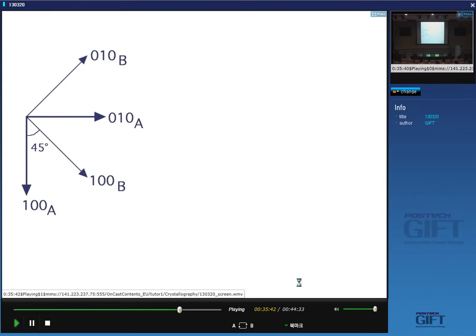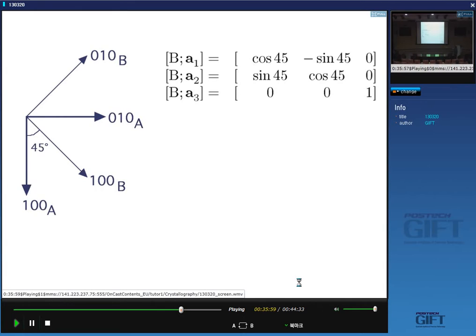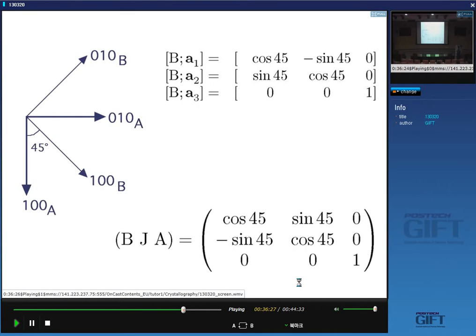Okay. Here's another example. If I want to find the coordinate transformation matrix in the same way, then I need to find the components of 1-0-0 in the basis B. Okay? So the components of 1-0-0A in the basis B, assuming this is a unit vector, is simply cos 45. Okay? So this is 1-0-0B. So the component of A on B is simply cos 45, the projection onto 1-0-0B. For A2, it'll be sine 45, cos 45, 0, and so on. And therefore, this will form the first row of our coordinate transformation matrix, and so on. Okay?